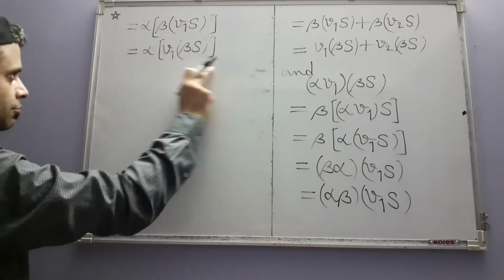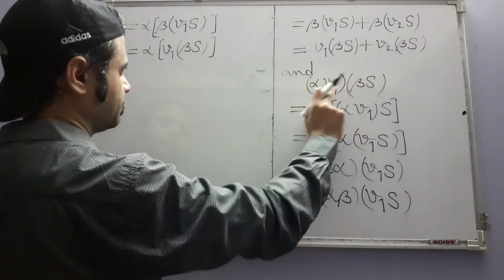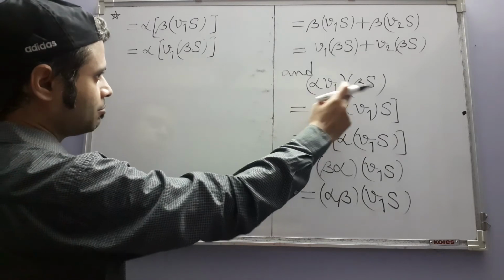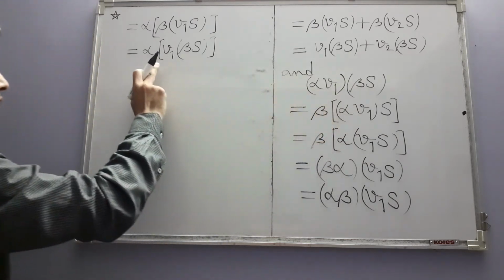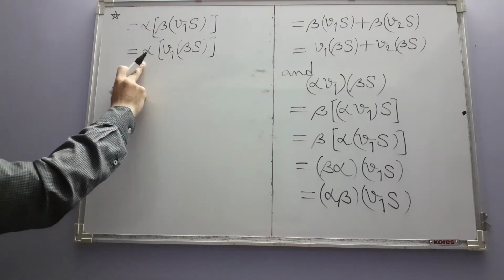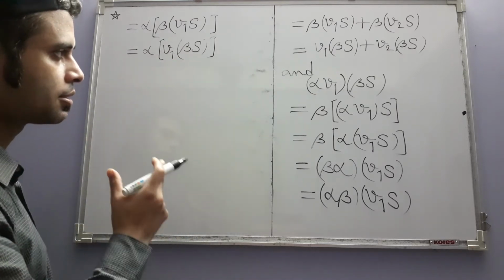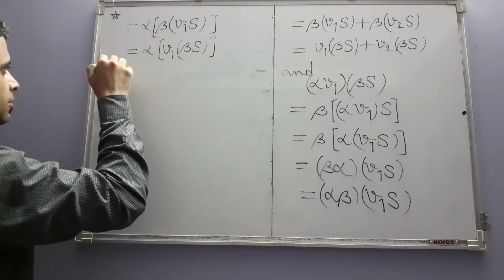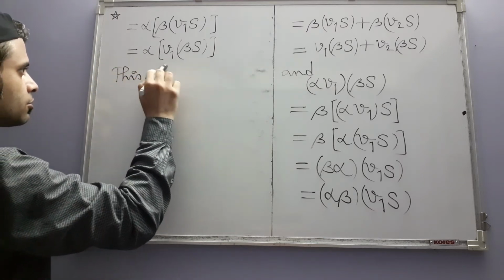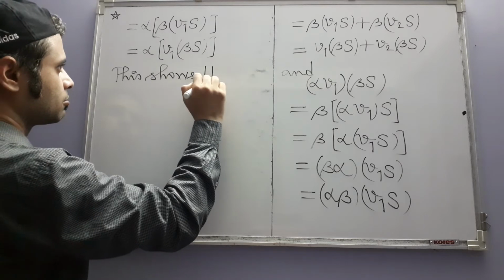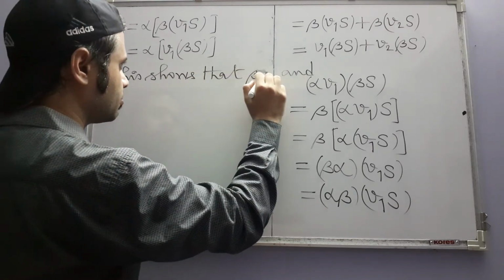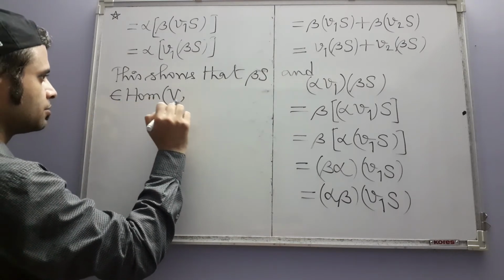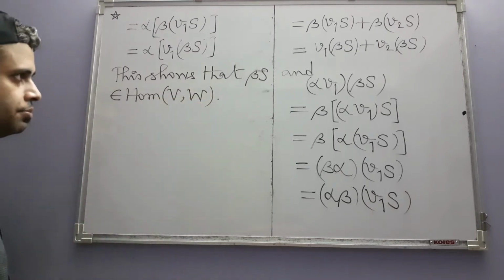So now you look at the final thing and the initial thing of this sequence of steps. Applying beta s on alpha v1 is the same as applying beta s on v1 and then multiplying that with alpha. So that means beta s respects scalar multiplication also, just like it respects vector addition. This shows that beta s is also a homomorphism from V into W.